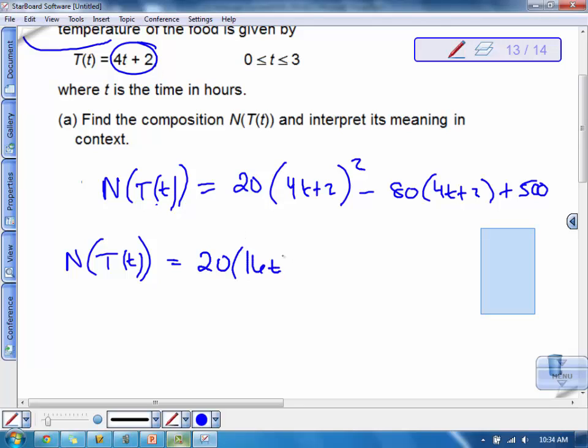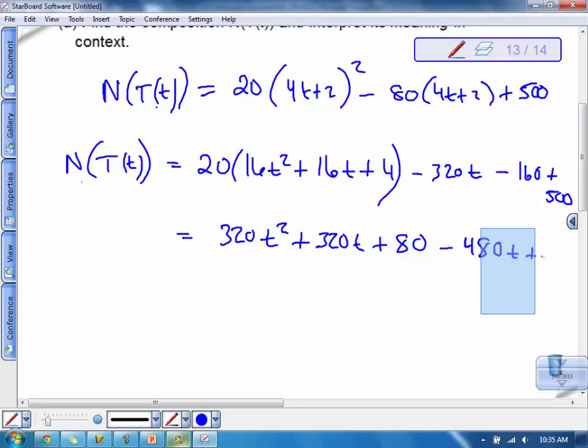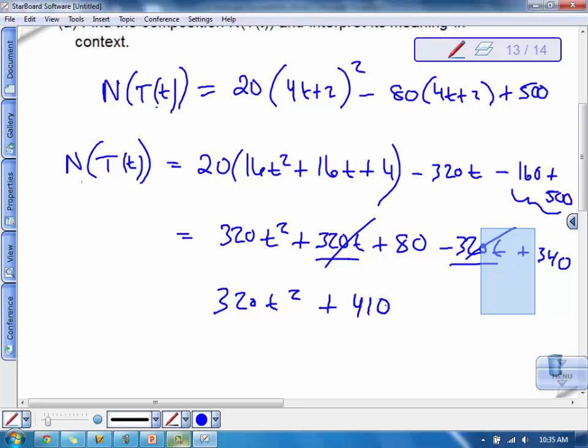20 times 16t squared plus 16t plus 4 minus 320t minus 160 plus 500. All right, if I simplify this then, I get, sorry, I need to close these parentheses. 320t squared plus 320t plus 80 minus 480t. Oh, wait, I'm sorry. These are like terms right here. Minus 320t plus 340. Now I can add these like terms. Actually, these like terms cancel. And 80 plus 340. So I end up with 320t squared plus 420.